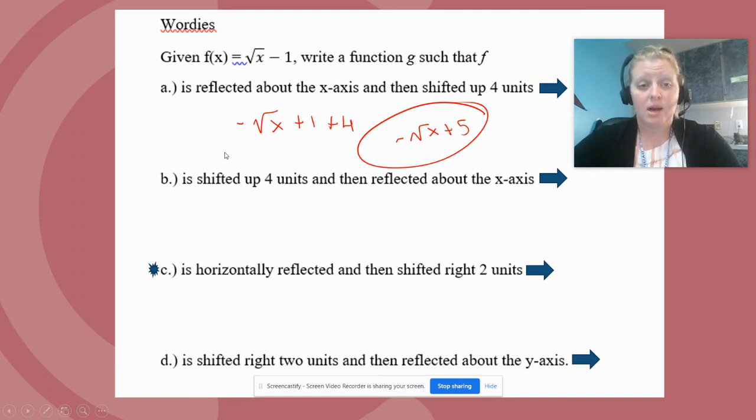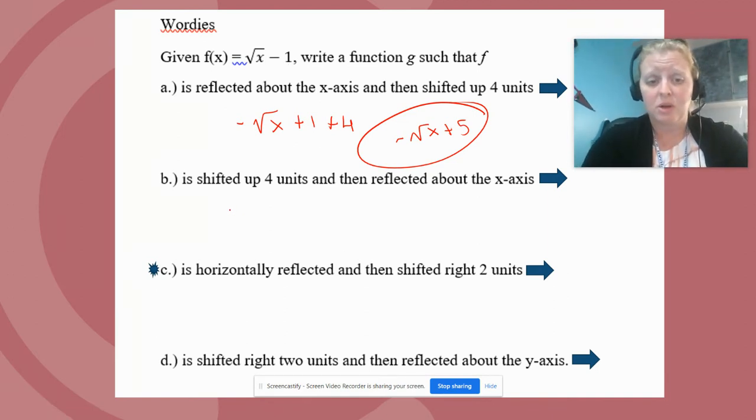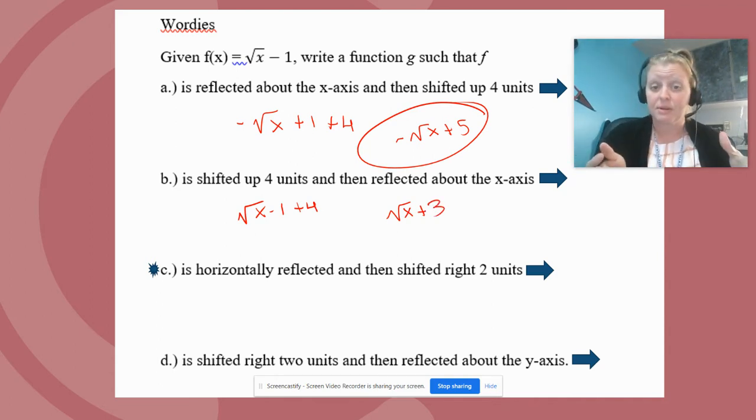In letter B, I want to take our starting function and first shift it up 4 units, which just means we put plus 4 on the end. So I'm actually going to write that down before I forget it. And while I'm at it, I'm going to go ahead and simplify that so that there's less things to look at.